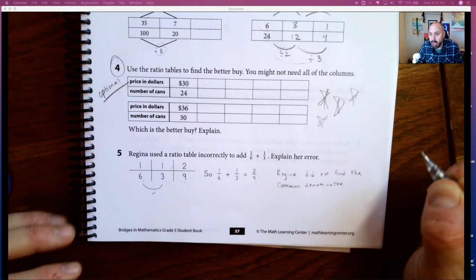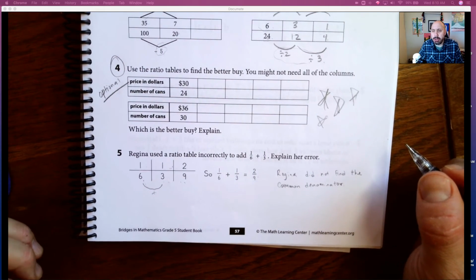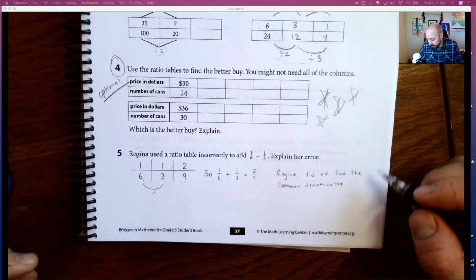Denominator. I always like to say it like Arnold Schwarzenegger. The denominator. Sorry, going a little crazy.